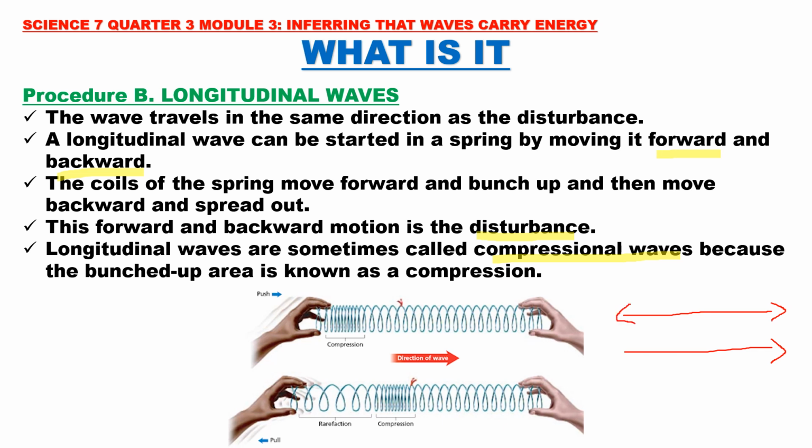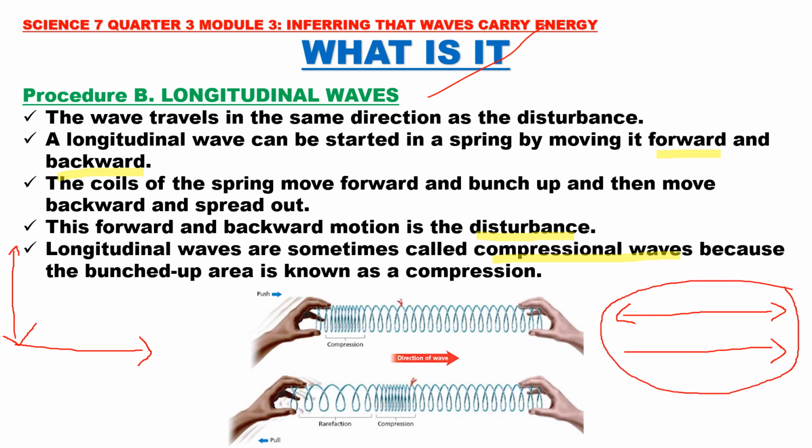Compare natin siya sa transverse waves. Sa transverse waves, ang movement ng wave ay away from the source, pero yung particles naman ng medium niya, ang movement ay up and down. Kaya sa transverse wave, perpendicular. Pero sa longitudinal waves, ito pinag-uusapan natin, ang movement ay parallel. Okay? So, yun ang pinagkaiba ng transverse sa longitudinal.